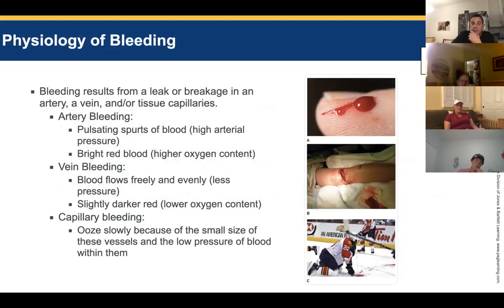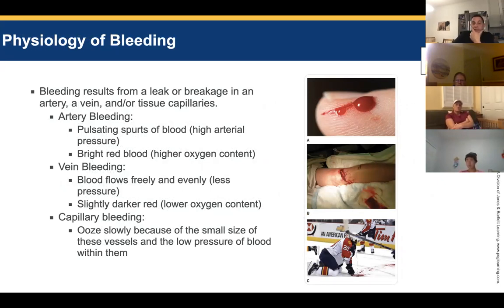Bleeding is a leak or breakage in an artery, a vein, and/or the tissue capillaries. Arterial bleeding, an artery that's bleeding, is going to be under pressure, so it's going to come out faster. It could be pulsating, it could spurt. It's going to be bright red, and that's because it has oxygen in it.